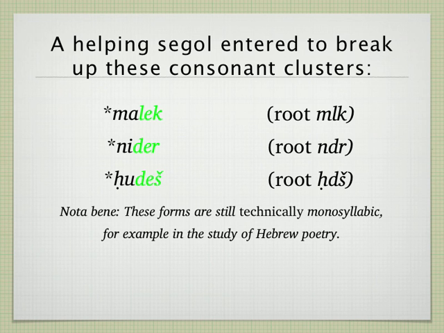Biblical Hebrew decided to put a helping segol in between the consonant cluster to break it up. So instead of malk, we've got malek. Instead of nidr, you get nidер. Instead of hudsh, you get hudesh. Technically, we would still consider these forms monosyllabic, for example, in the study of Hebrew poetry. But phonemically, we feel two syllables here. Malek, nider, hudesh.